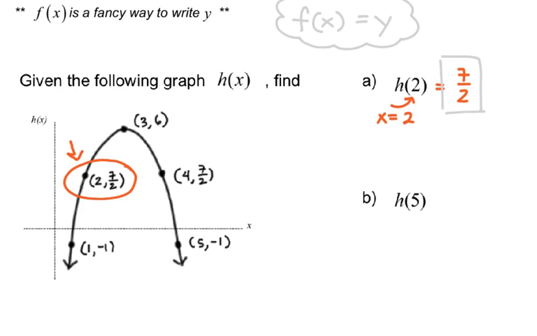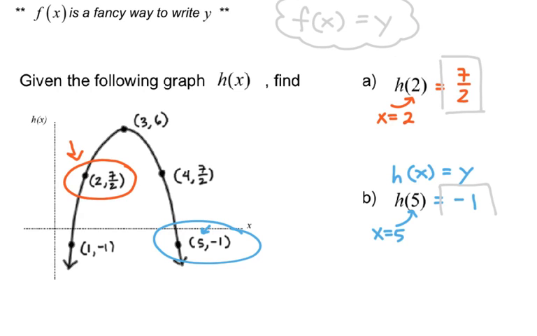Let's do this again. h(x) = y. So this says we have an x equal to 5. So we go over to our graph. Where's x equal to 5? x is equal to 5 at the ordered pair (5, -1). So the output, or the answer here, is going to be h(5) = -1.